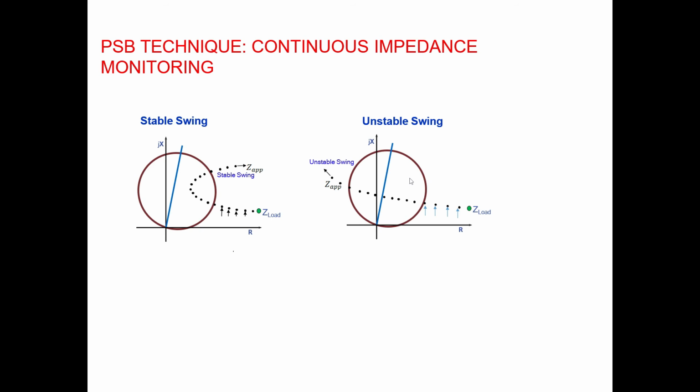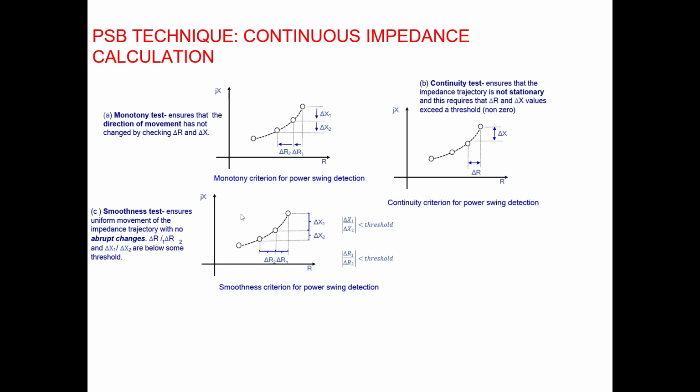In case of continuous impedance monitoring, we have already discussed and we already know till this point that in case of fault or power swing, be it stable power swing or unstable power swing, your impedance locus will keep on changing. And now in case of continuous impedance monitoring, there are three concepts which are used. First of all, the impedance is continuously monitored, and the first test which is performed is called the monotony test. What is the meaning of monotony test?